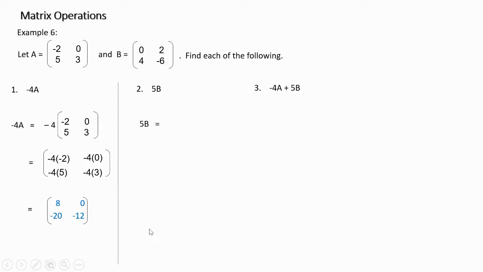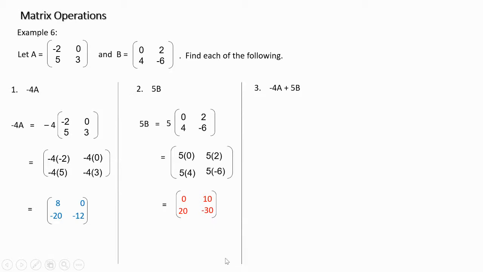Now let's try 5B. It's going to be in the same manner. So it'll be 5 times the matrix B. And again, 5 times 0, 5 times 2, 5 times 4, and 5 times negative 6. So it'll be 0, because 5 times 0 is 0, 5 times 2 is 10, 5 times 4 is 20, 5 times negative 6 is negative 30. So that's the solution for 5B.